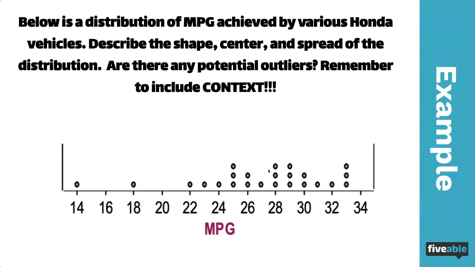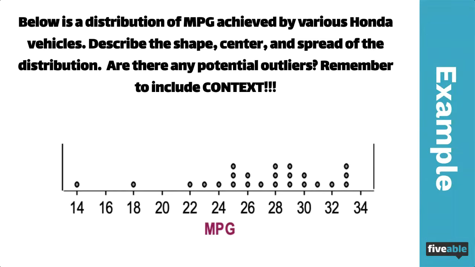Unusual. Is there anything unusual? Yeah, there are 2 data points that might be potential outliers. One car that got 14 miles per gallon and one car that got 18 miles per gallon. So we want to mention that, hey, there might be some potential outliers down on the low end at 14 and 18. So we talked about center, we talked about unusual.